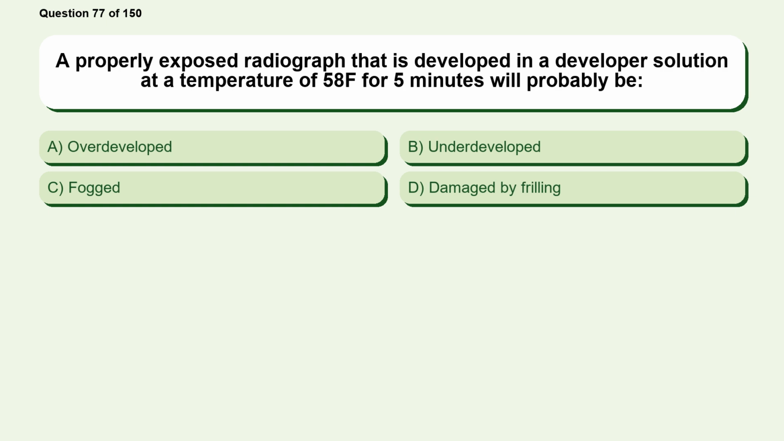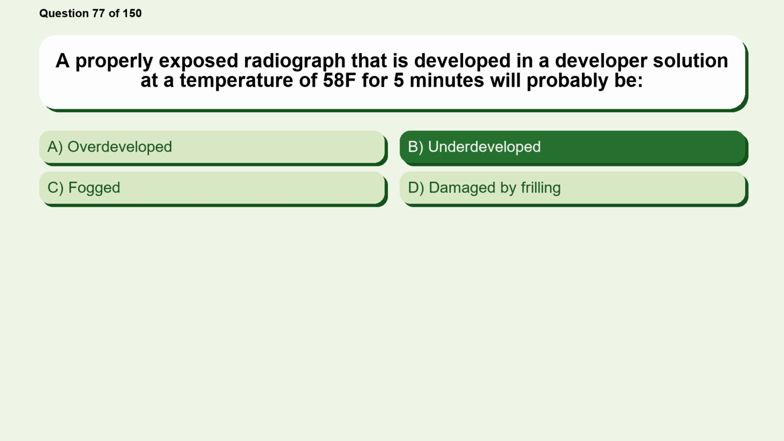A properly exposed radiograph that is developed in a developer solution at a temperature of 58 F for 5 minutes will probably be: Option A, overdeveloped. Option B, underdeveloped. Option C, fogged. Option D, damaged by frilling. The correct answer is Option B, underdeveloped.